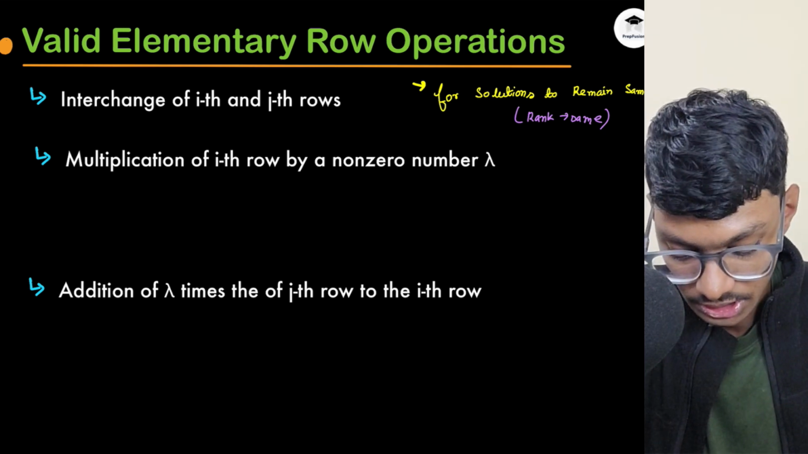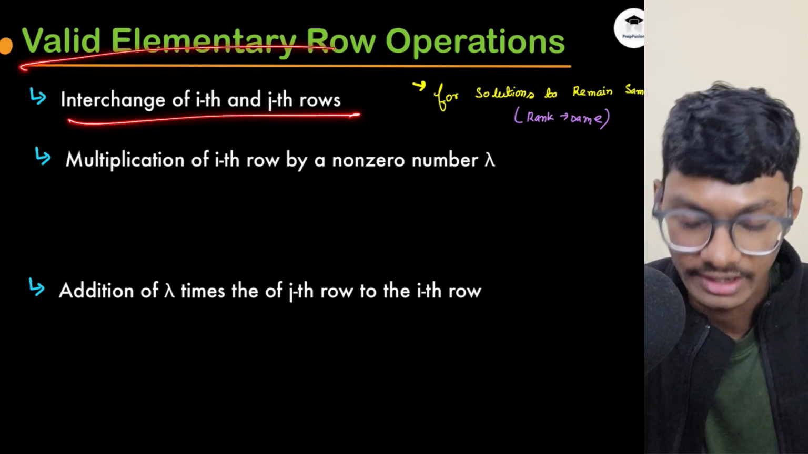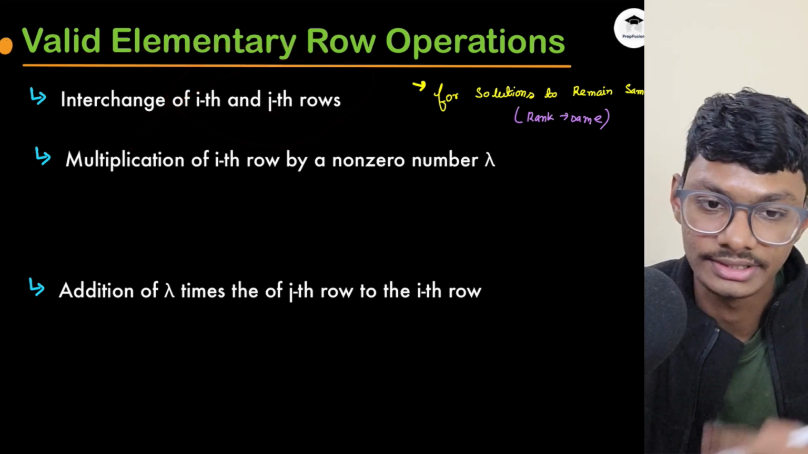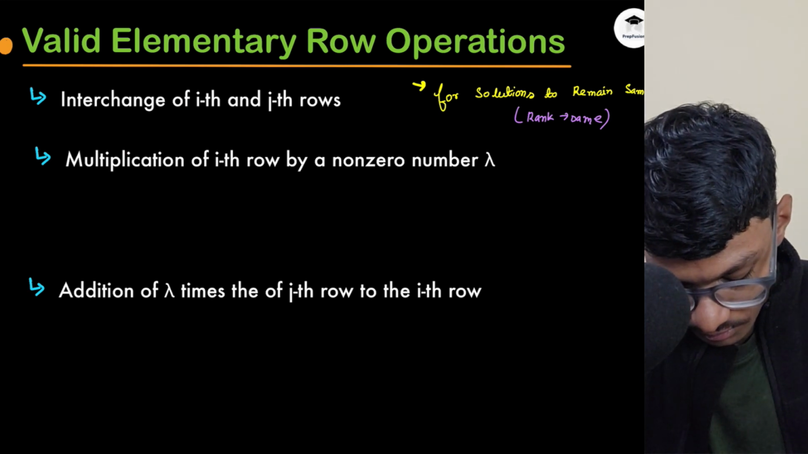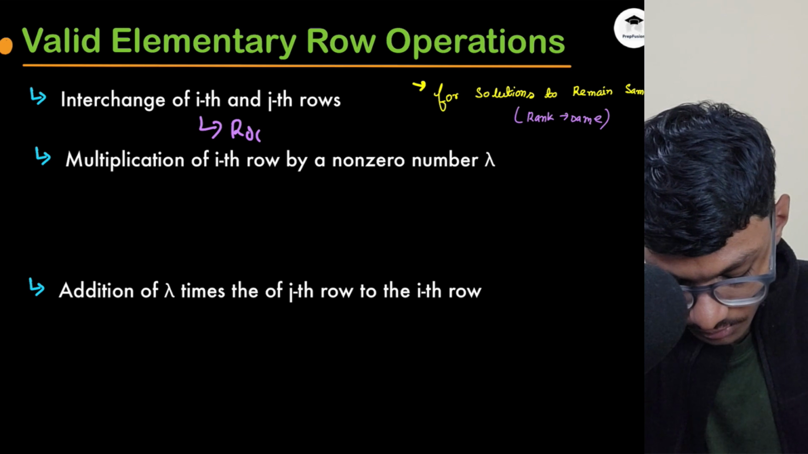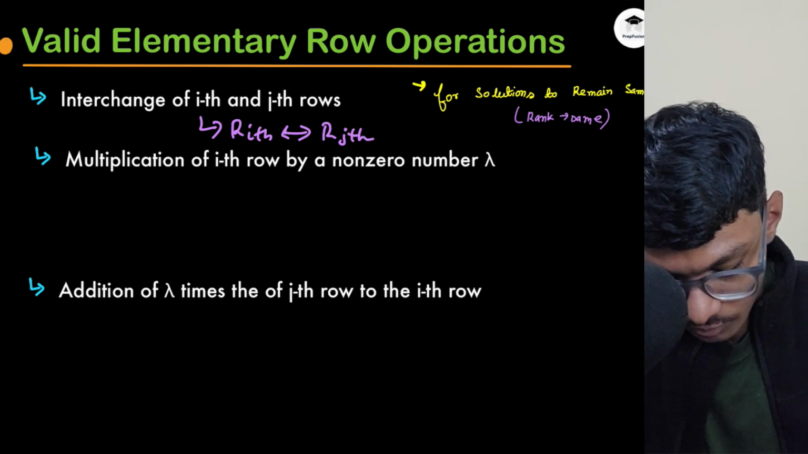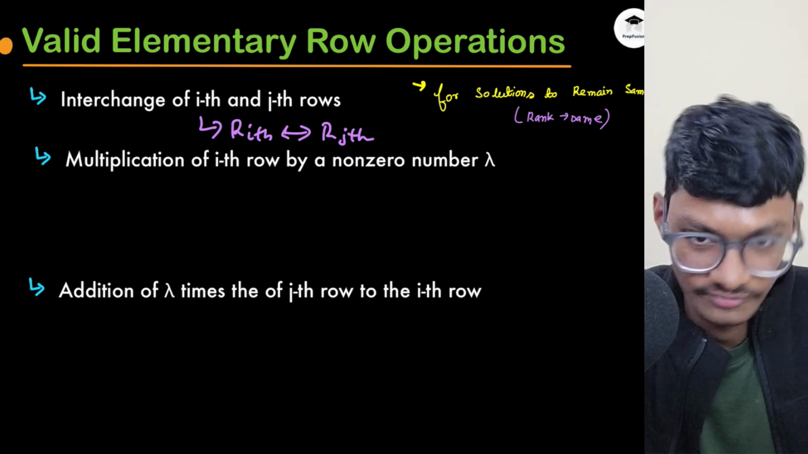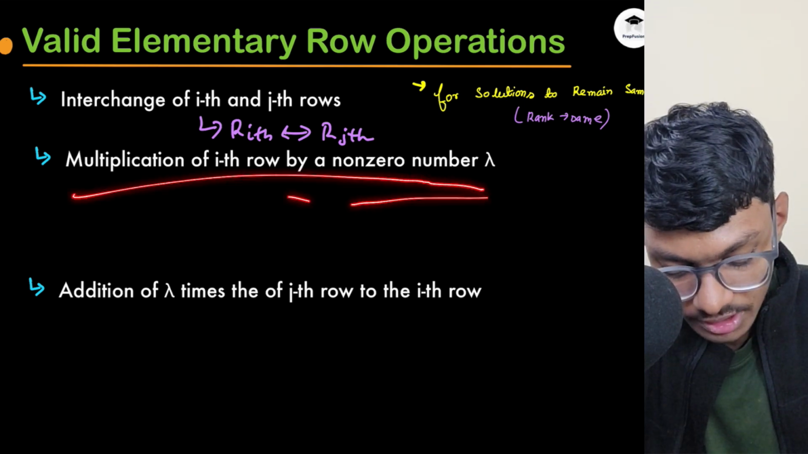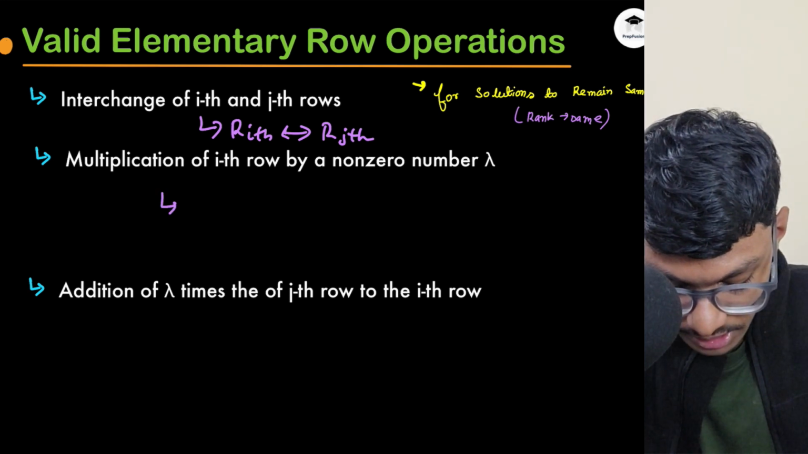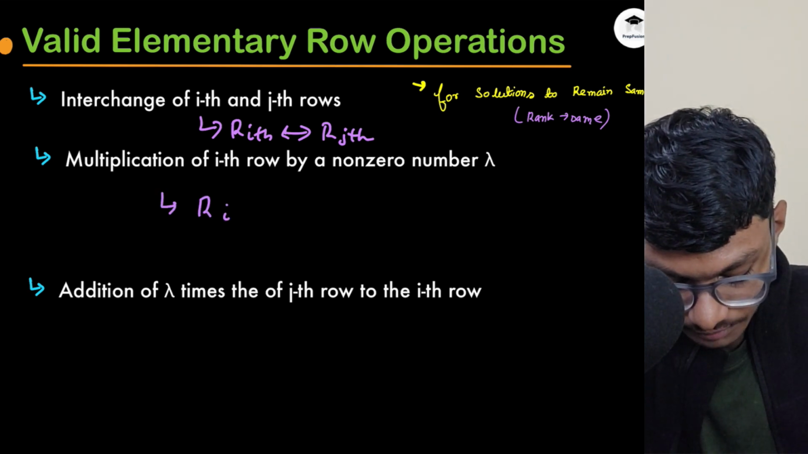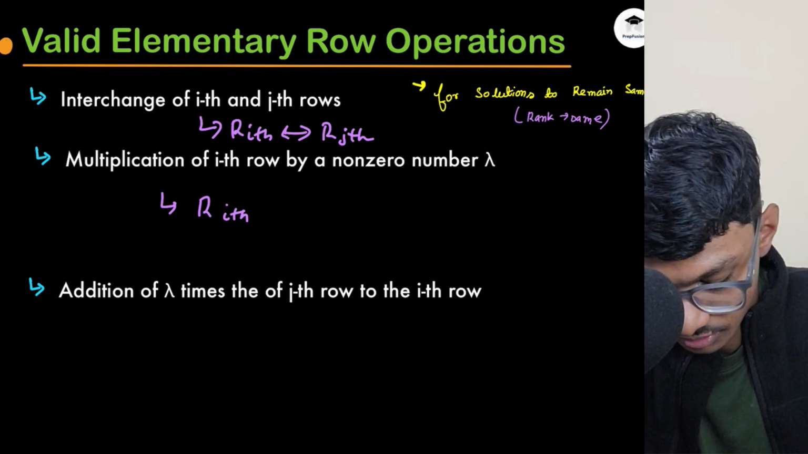Now, what are the valid elementary row operations? Interchange of the ith and jth rows, ri and rj. If we interchange these two, this is valid. Again, multiplication of the ith row by a non-zero number lambda. Lambda should be non-zero; that is important. Basically, I'm changing my ith row.